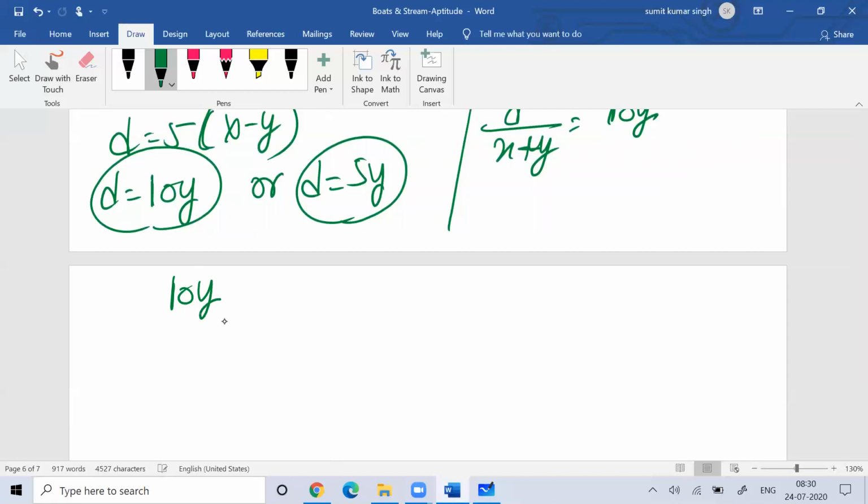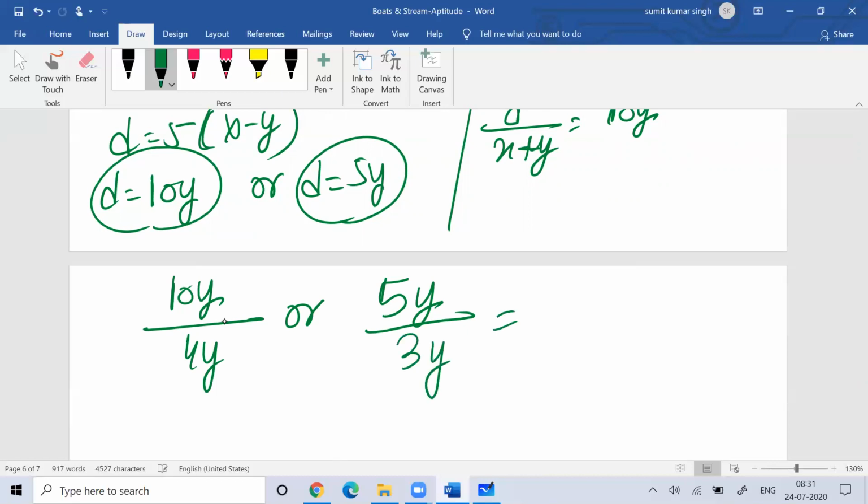So if I take d as 10y and x is equal to 3y, then 10y by 4y. This can be the answer. Or d is 5y and x is 2y, so 2y plus y is 3y. So your answer is either 2.5 hours or 1.67 hours. This is what they ask you.